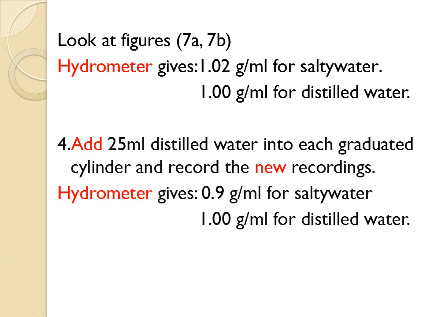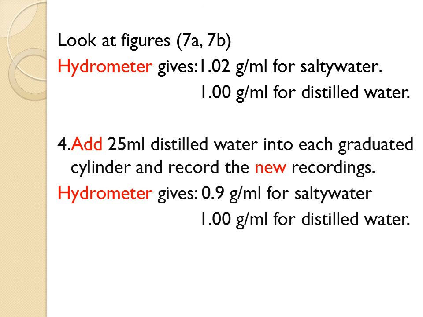Then after that they add 25 milliliter distilled water into each graduated cylinder and record the new recordings. What does this mean? This means that to the first graduated cylinder, which contains salty water, they add water. To the second one, which contains only water, they also add water. Then after that they record again the density of each liquid by using the hydrometer. The hydrometer now gives new recordings.